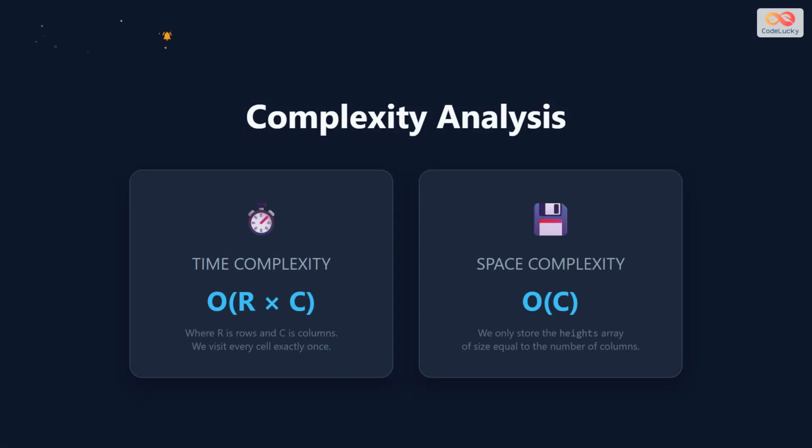This approach is highly efficient. The time complexity is big O of R times C, where R is the number of rows and C is the number of columns. This is because we visit every cell exactly once. The space complexity is big O of C, as we only need to store the heights array, which is the size of the width of the matrix.